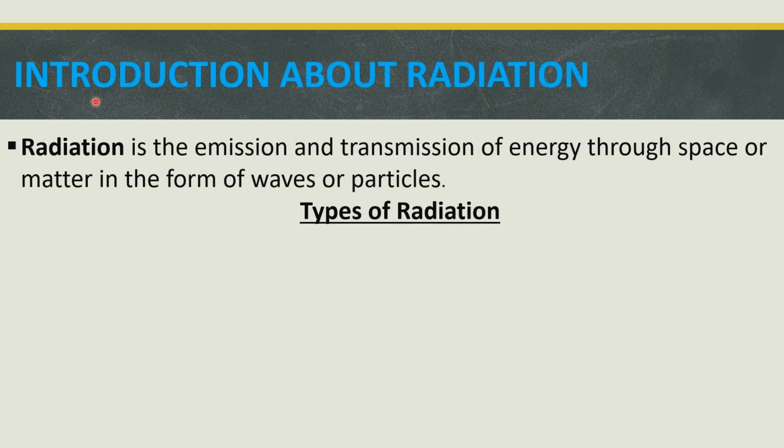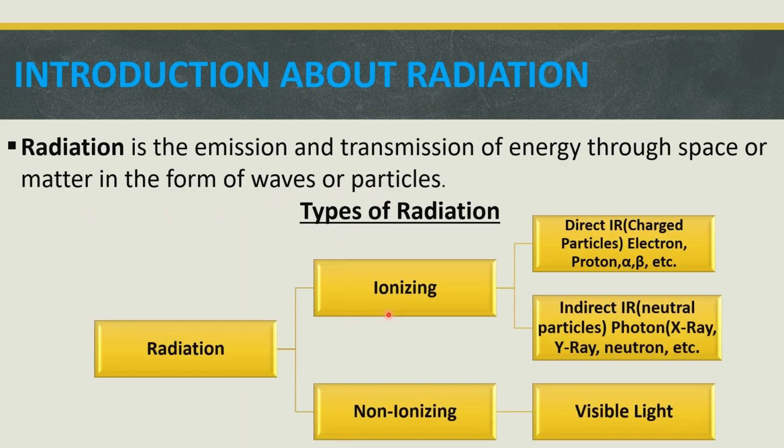So here is a brief introduction to radiation. What is radiation? Radiation is the emission and transmission of energy through space or matter in the form of waves or particles. Types of radiation: there are mainly two types. One is ionizing radiation, the second is non-ionizing radiation. In our application, we mostly look at ionizing radiation. There are two types of ionizing radiation: direct ionizing radiation and indirect ionizing radiation.